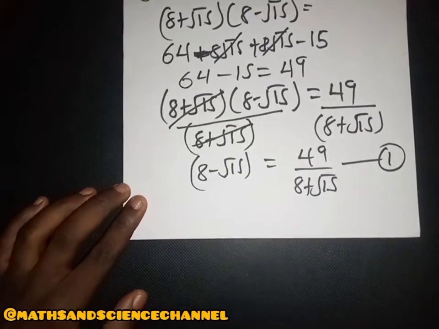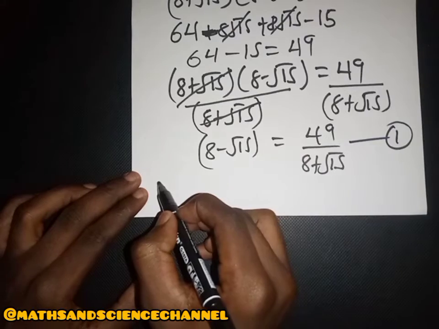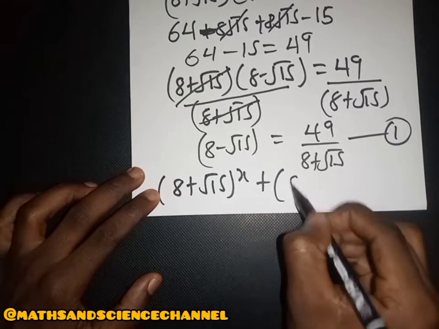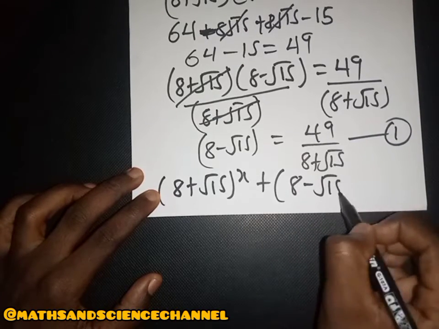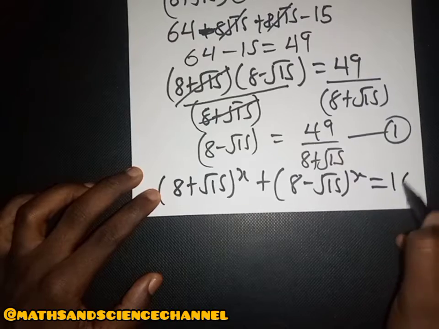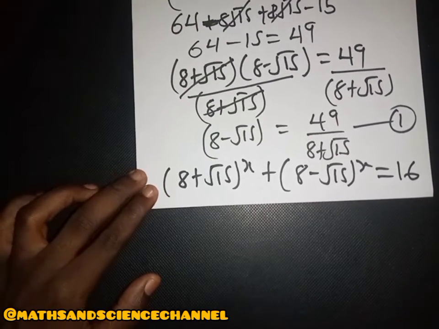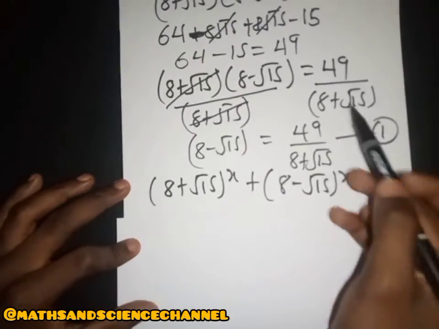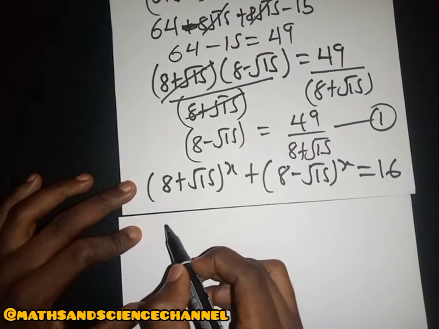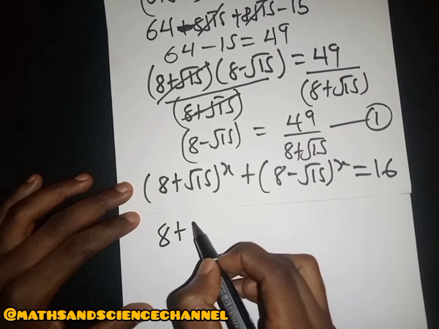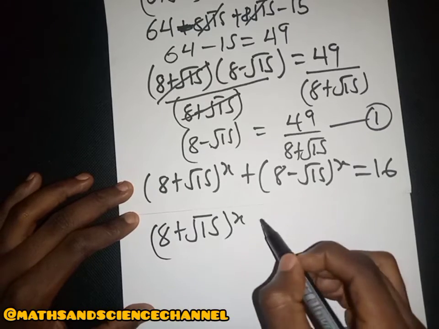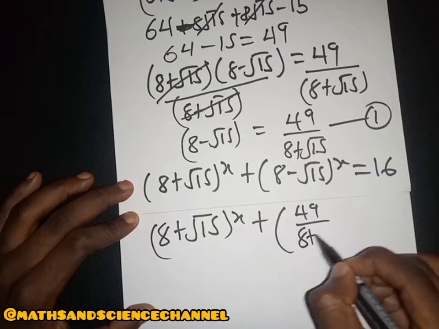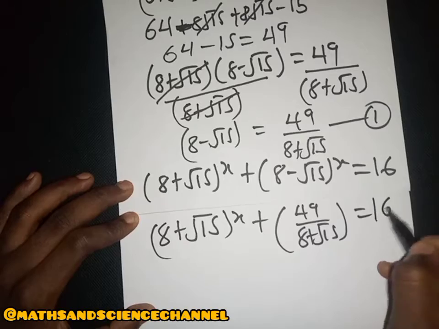So since we have equation 1, let's take the original one again. We have 8 plus the root of 15 to the power x plus 8 minus the root of 15 to the power x being equal to 16. Remember, that is the original one. But then we have equation 1, so what we can do here is substitute 8 minus root 15 with the whole of that. So from here we have 8 plus root 15 to the power x, plus, from equation 1, 49 divided by 8 plus the root of 15, being equal to 16.